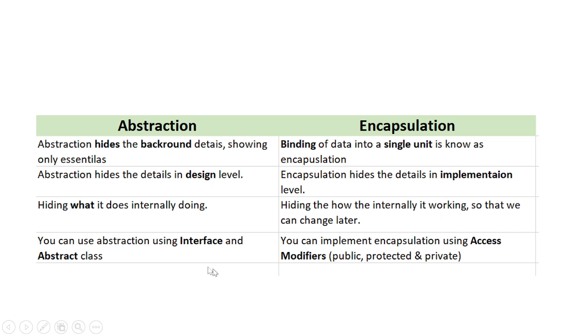As I told you, abstraction can be implemented by using interface and abstract class, and we can implement encapsulation by using the access specifiers public, protected, and private. This is the difference between encapsulation and abstraction. If you understand this concept, you will not be confused, and it will be really helpful.